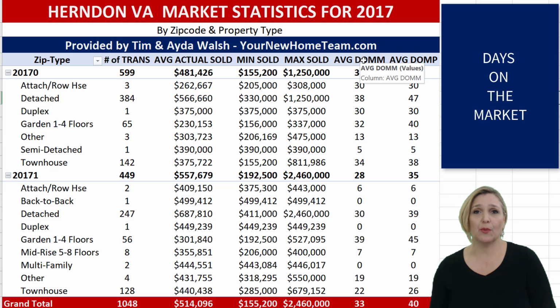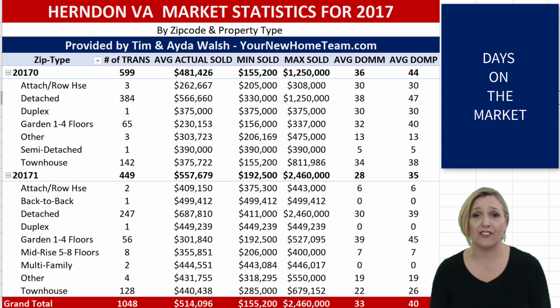Now, average days on the market and average days on the market for the property, what do they mean? This is basically how long the properties sit on the market. Average days on the market, DOMM, is basically the marketing period for the last listing. DOMP could be if the property was relisted with another agent, or you took it off the market and then put it back on. So we use that as listing agents to see how long properties may take. And these are all just averages.